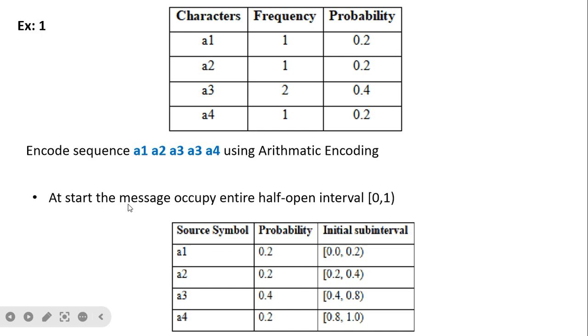Initially, at the start, it occupies the entire interval, between 0 and 1. Now these are A1, A2, A3, A4, and the probabilities are 0.2, 0.2, 0.4 and 0.2. So the interval initially runs from 0 to 1. A1 gets 0 to 0.2 because its probability is 0.2. Then 0.2 is carried over, and A2 gets 0.2 to 0.4. A3 gets 0.4 to 0.8 because its probability is 0.4, and A4 gets 0.8 to 1.0. So initially the interval occupies the entire space between 0.0 and 1.0.